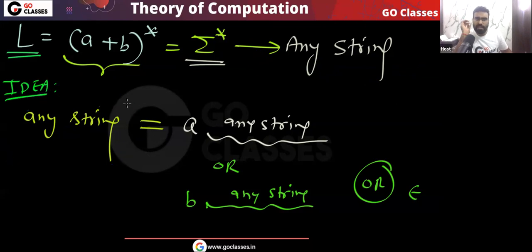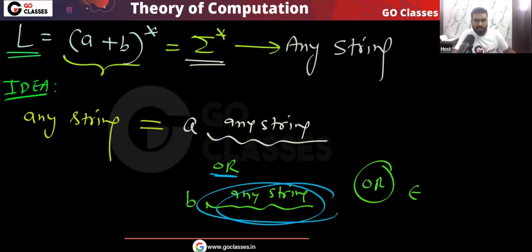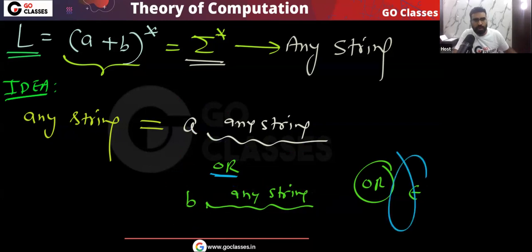If I want to generate any string I want, then what I can say, either it will start with A or it will start with B. Yes or no? So if it is starting with A, after that I can generate any string. If it is starting with B, then after that I can generate any string, or I should be able to generate epsilon. Okay, so this is the idea.